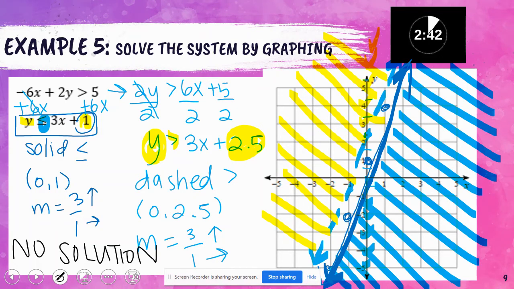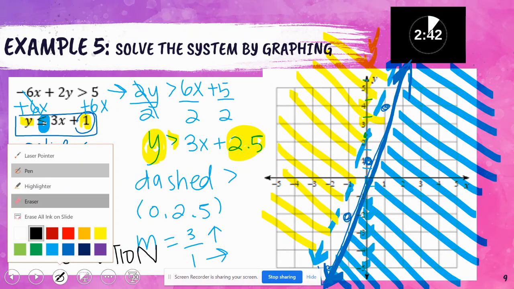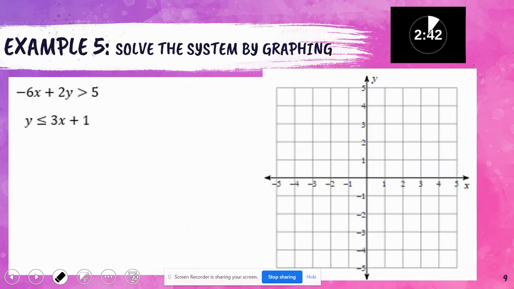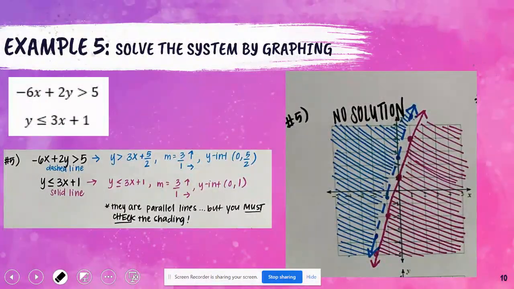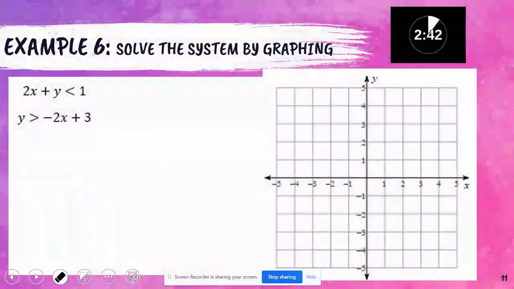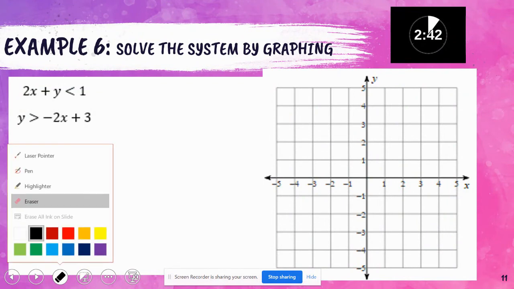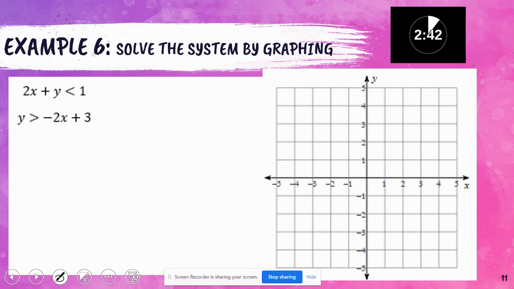Let's try another system. Here's the next system: 2x plus y is less than 1, and y is greater than negative 2x plus 3. Since the second equation is similar to that first example, where it's already in y equals mx plus b form, let's go ahead and list all that we know and get a graph going.